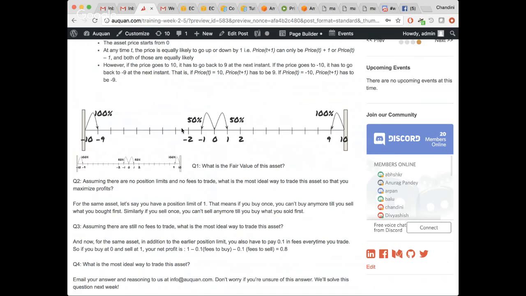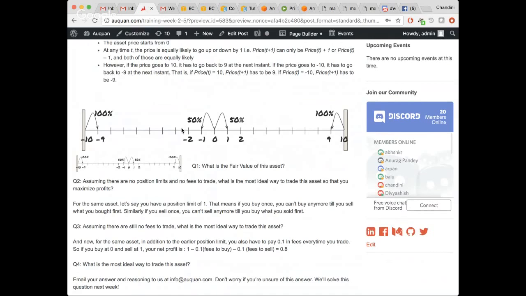The fair value is just expected value. What do you expect the price of the stock, the average price of the stock, to be over the long term? So just how you calculate expected value, that's how you calculate the fair value of the stock. That's what fair value means. Fair value, fair price, expected value, expected price, all of them are the same thing.